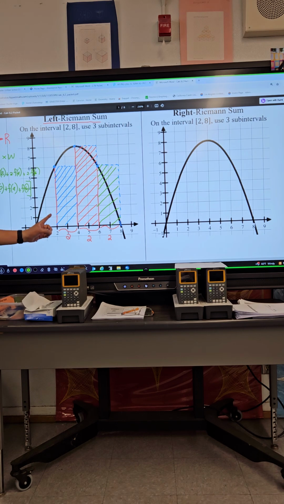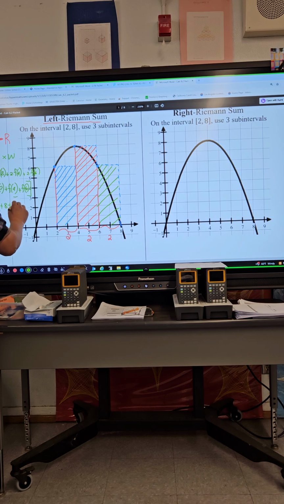So we say, what is f of 2? What's the value? 6. So we have 6 plus what is f of 4? What's the height? 8. And then plus 8. And then how about f of 6? What's the height? It's going to be 6 also.